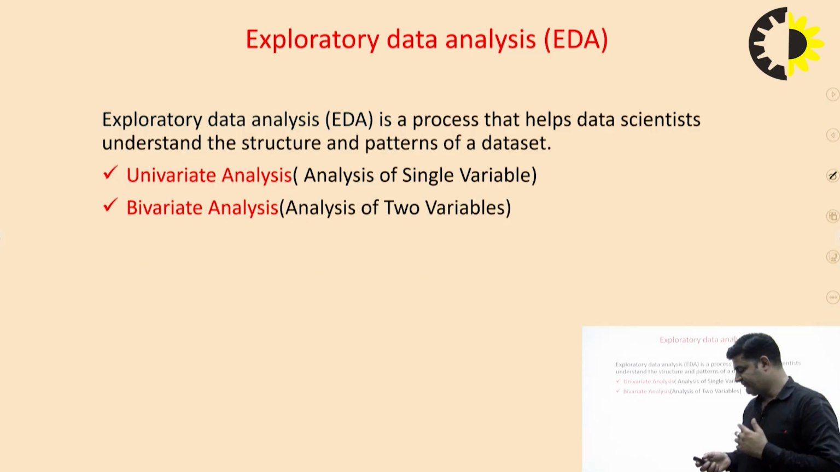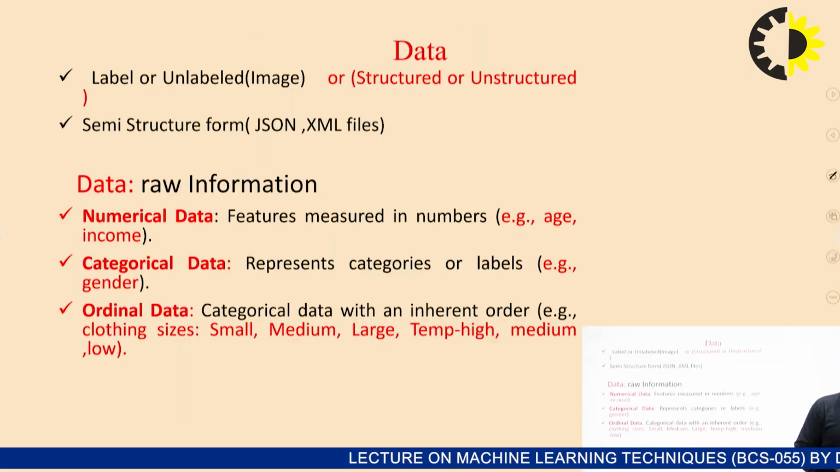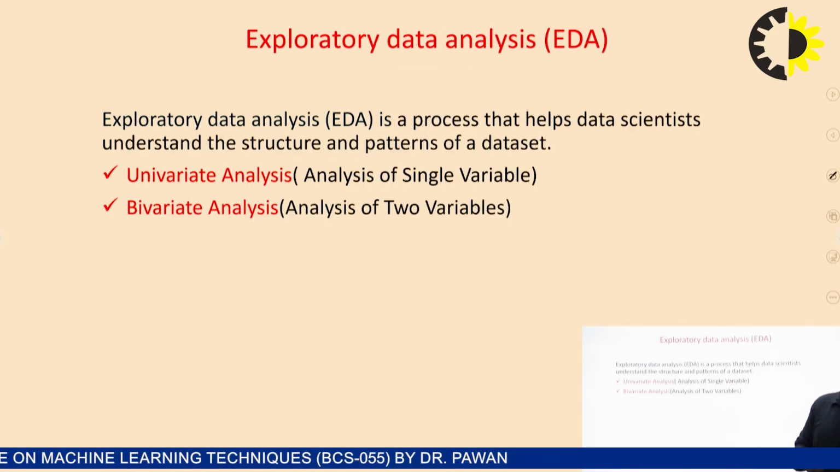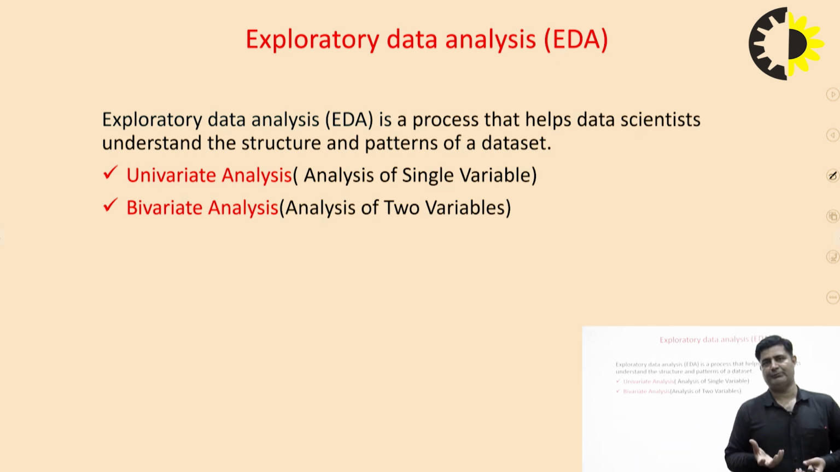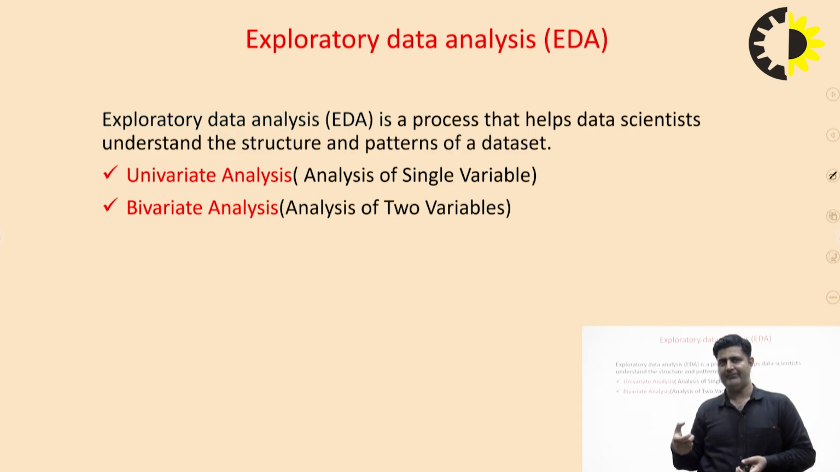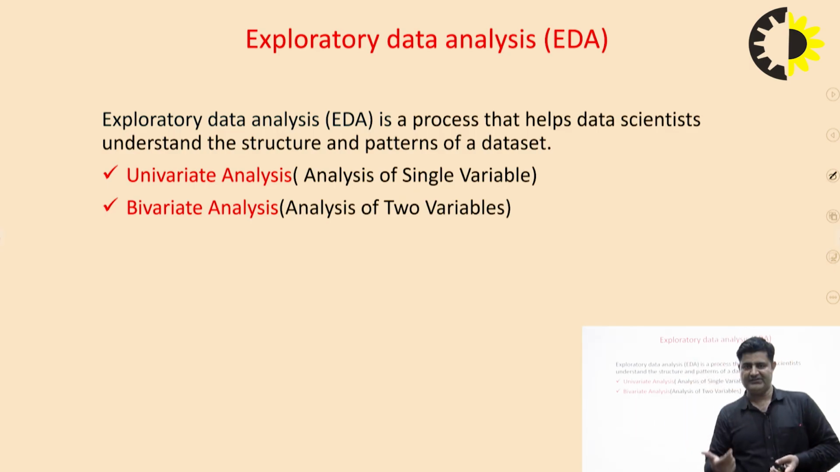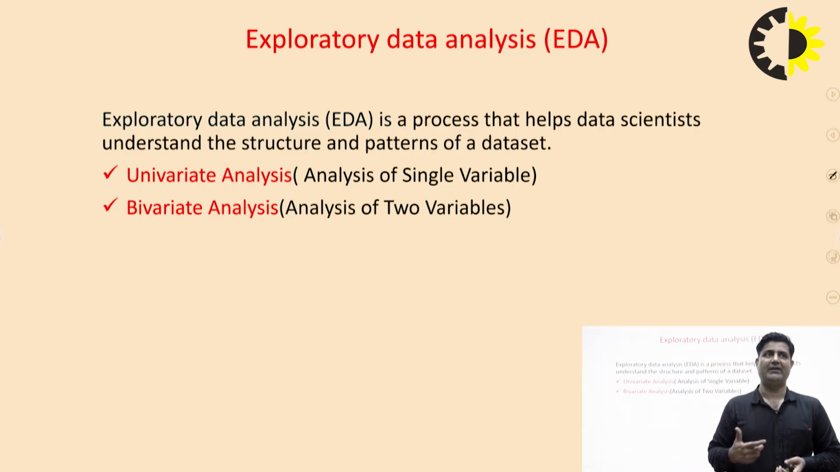Then the third most important step is the EDA. Before implementing a model, first we have to analyze the data. With the help of EDA, we analyze the data. We have two approaches to analyze the data. Either we do univariate analysis of a single variable. Suppose we have one feature, only age. We try to analyze only the age feature: what is the minimum age of the person, what is the maximum age present in the age column, what is the mean of the age feature, what is the median. So we are using univariate analysis.